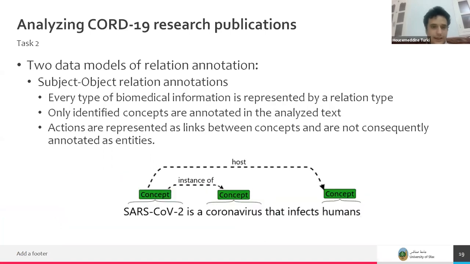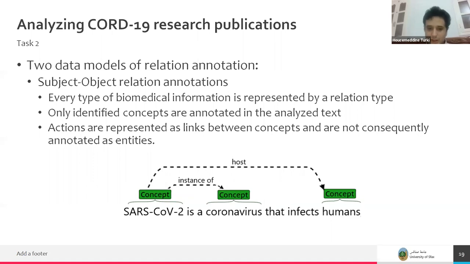The second data model is the subject-object relation annotation. Every type of biomedical relation is represented by a relation type. Only identified concepts are annotated in the analyzed text. This means that the terms that represent the relation type are not annotated at all. As you see in the example, you have the subject that is linked to the object by an arrow, and the arrow is tagged by the relation type, and that's all.